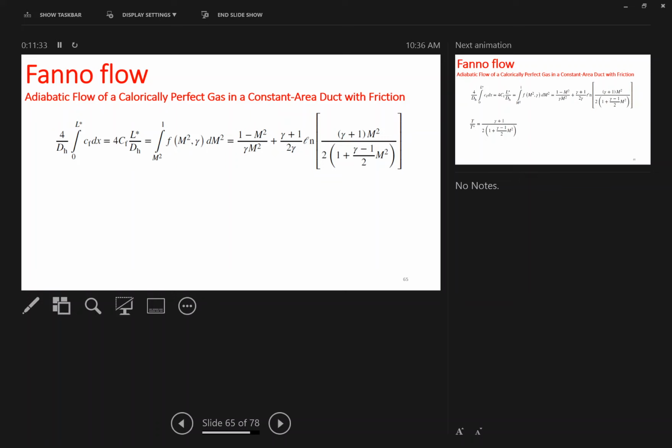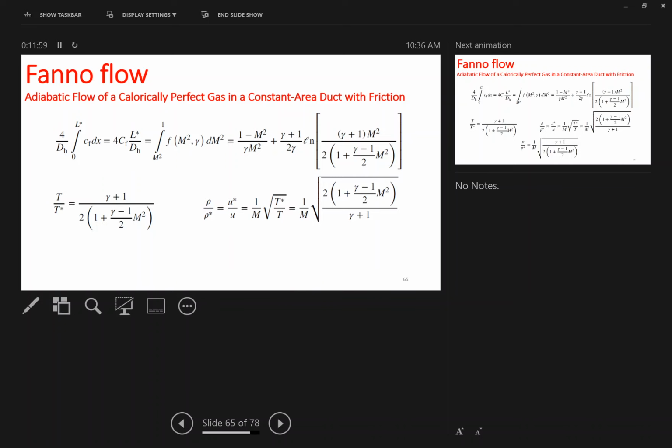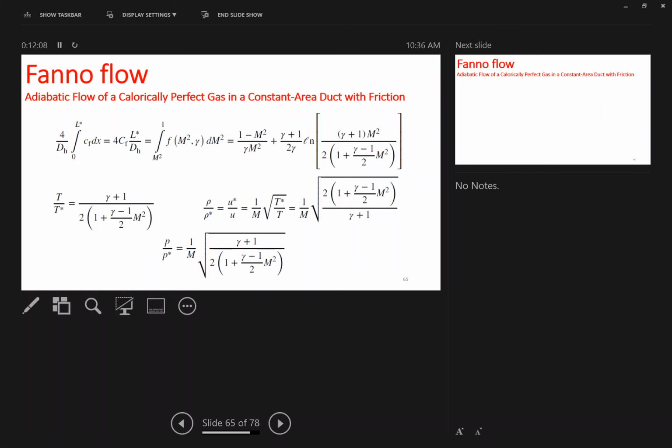Any questions so far? Okay. So we can find all the relationships for the sonic condition, all the ratios for the sonic condition, as we did for the Rayleigh flow, and also the variable area. The temperature ratio is going to be equal to this. We already have these ratios. We can just reuse them. The density ratio can be calculated using this equation, and the pressure ratio can be calculated using this equation. Are there any questions so far?